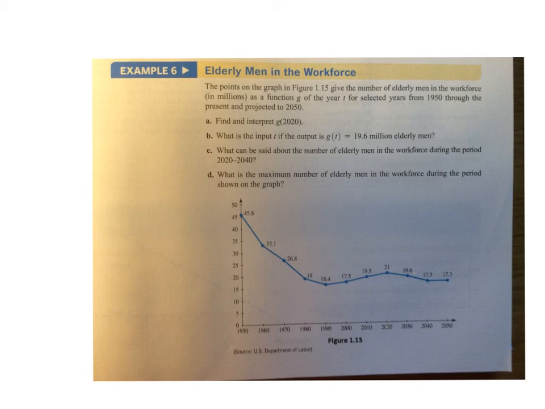All right, and then D, it says, what is the maximum number of elderly men in the workforce during the period shown in the graph? Okay, the period shown on the graph is from 1950 to 2050, and all they're asking for is the maximum number right there, and that's it. So it's just learning how to read a graph and, more importantly, how to understand what the question is asking you to do. So hopefully that'll give you some help.